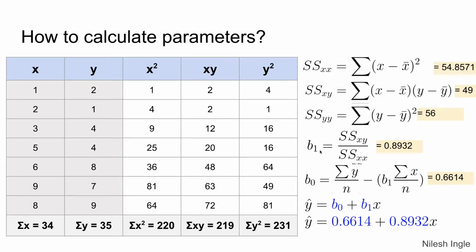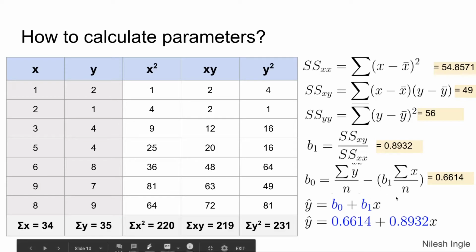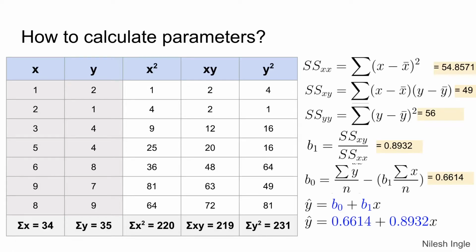And then to calculate the first coefficient b1, we take the ratio of sum of squares of xy divided by sum of squares of x, and we get the first coefficient 0.8932. And similarly for b0, we use this equation to calculate the coefficient, which is 0.6614. And those can be plugged into this linear equation, and we have these final values that are calculated. So that was one manual way of calculating the coefficients.